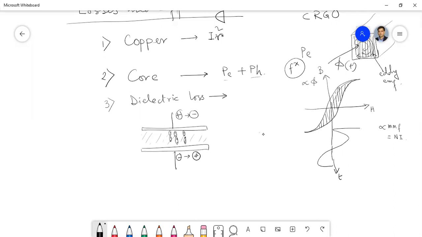Now, there is another loss, which is called the stray load loss. I am discussing all these four losses because for all electrical machines, you will have these losses. So another is stray load loss. What is stray load loss?